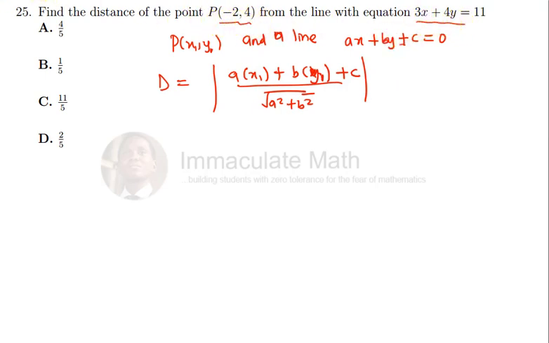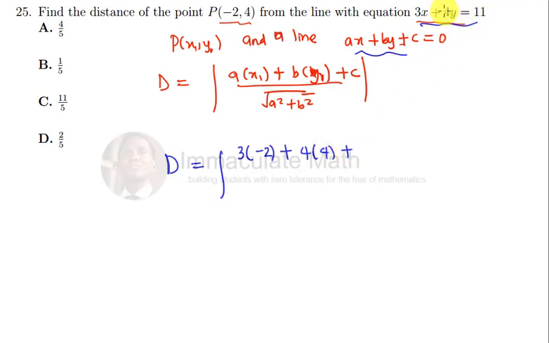So if I want to calculate that distance, I can use this formula directly, right? So that means I'm going to have the absolute value of a. So what's my a? My a, if I compare this equation with this equation over here, so that means I'm going to have this to be a, that's 3, multiplied by x1, that means minus 2, plus 4 multiplied by y1. My y1 here is 4. Then plus c. So what is my plus c?